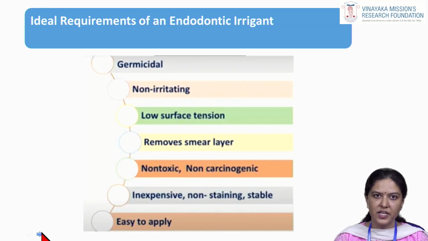Ideal requirements of irrigation. An irrigant should be germicidal, non-irritating, should have low surface tension, should remove smear layer, should be non-toxic, non-cariogenic, inexpensive, non-staining and easy to apply.